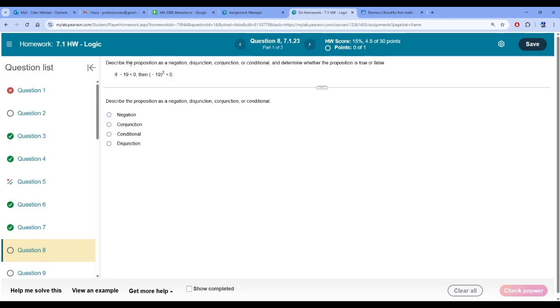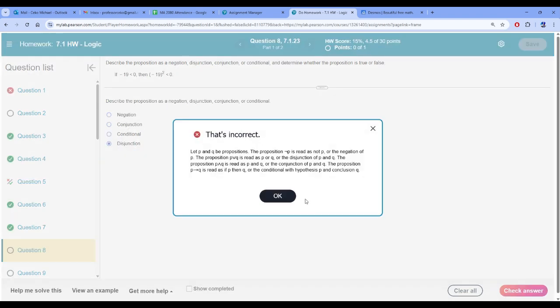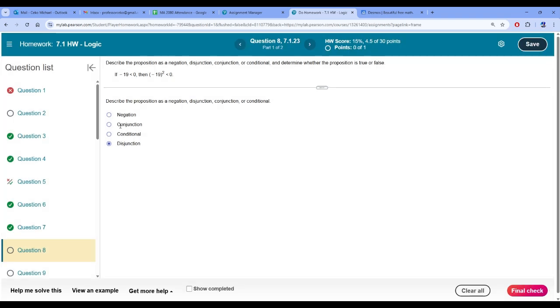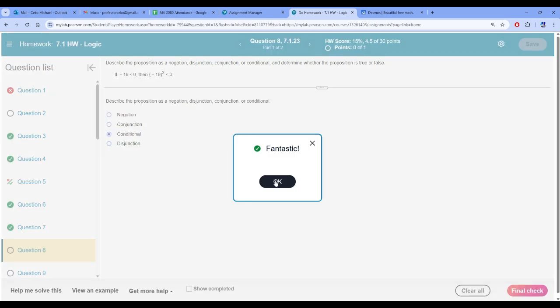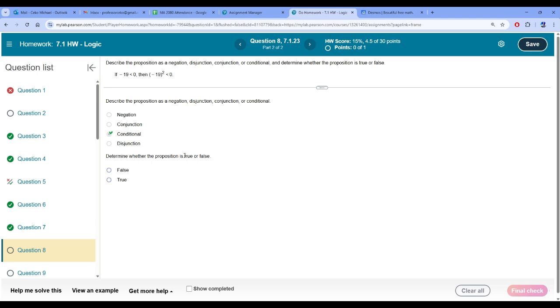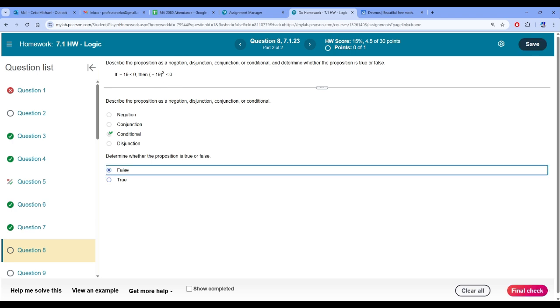Okay, it is true. Describe the proposition as a negation, disjunction, conjunction, or conditional. Determine whether the proposition is true or false. If negative 19 is less than 0, then 19 squared is less than 0. I think this is a disjunction. I don't think they're connected. No. Negation, not a negation, conditional? I don't know. Conditional. Yeah. Definitions and vocab, not my best. Is the proposition true or false? False, because 19 squared is not less than 0.